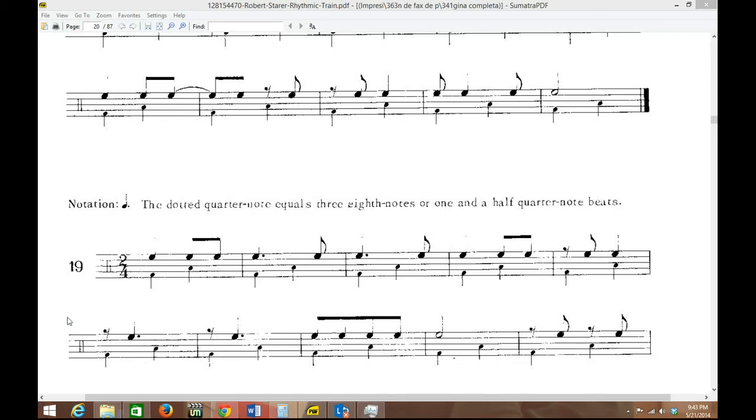See if you can do it with me. Steady quarter note. Here we go. Ta, ta, ta, ta, ta, ta, ta, ta, ta. And that's the end of line 2.